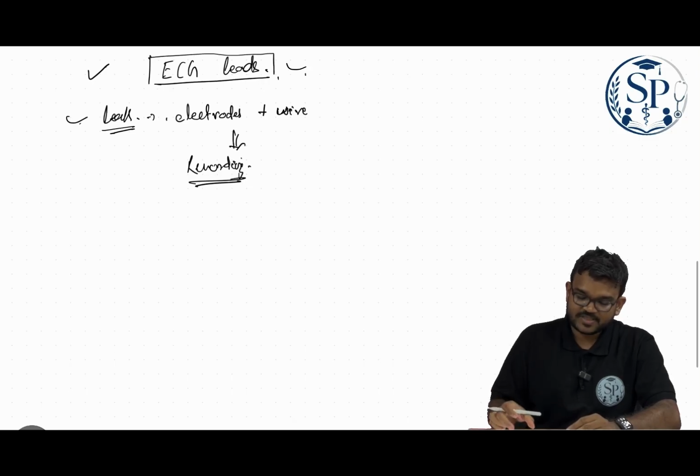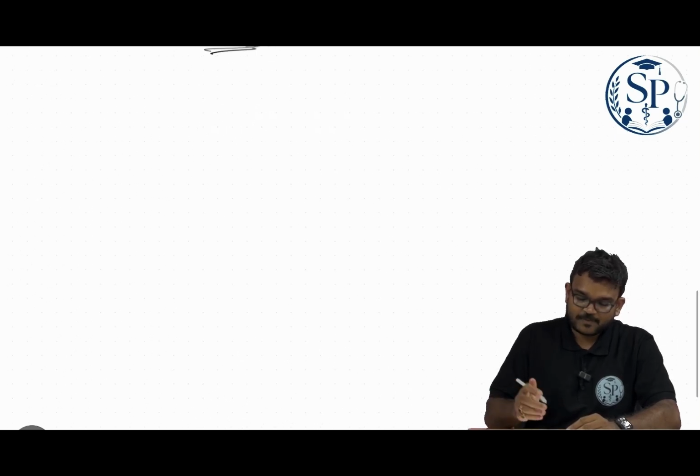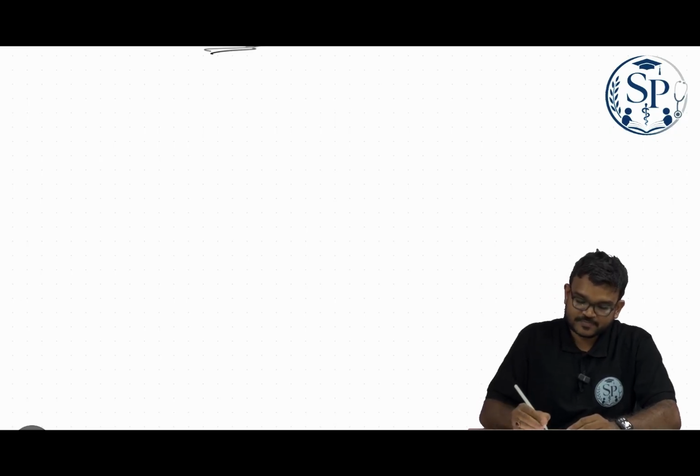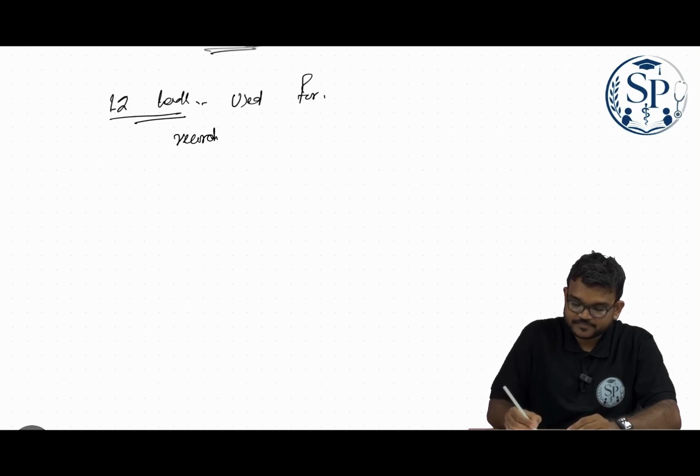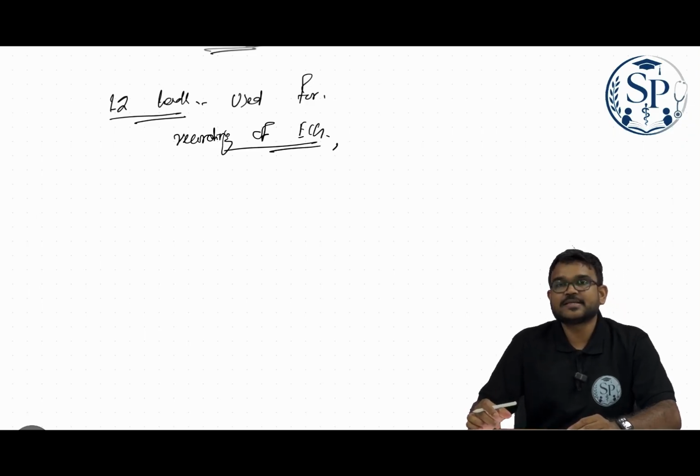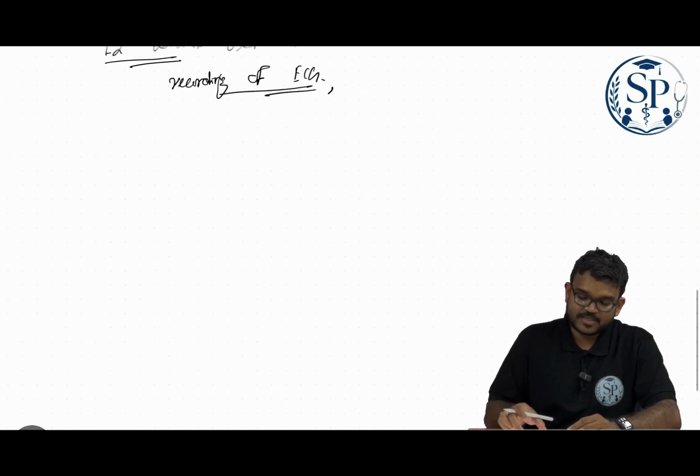Okay. So how are the ECG leads used for recording of the ECG? See, there are 12 leads used for recording of ECG. Before that, we will see how Einthoven's law was discovered.